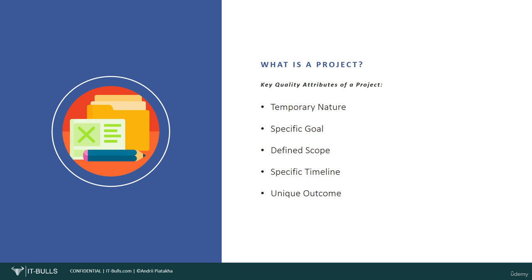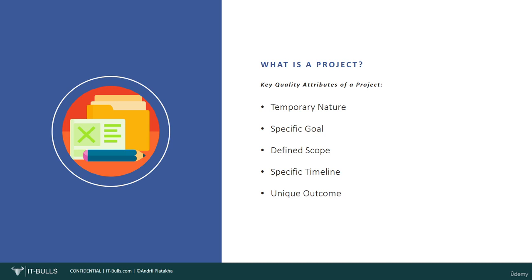Every project has a well-defined and specific goal or objective it aims to achieve. The goal serves as a driving force behind the project's activities and decisions. Defined scope. The project scope outlines what is included and what is not included in the project. It sets the boundaries for the work to be done, helping to manage expectations.